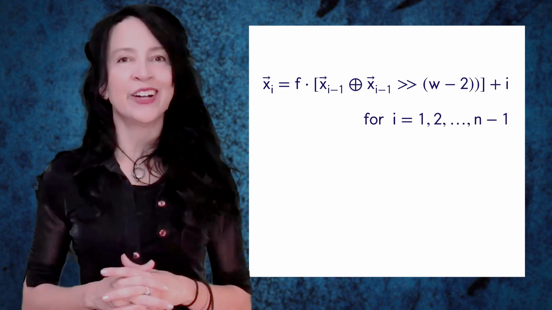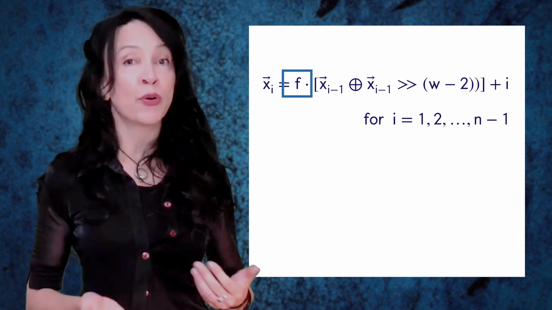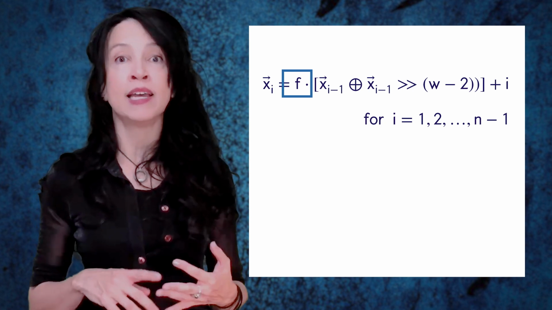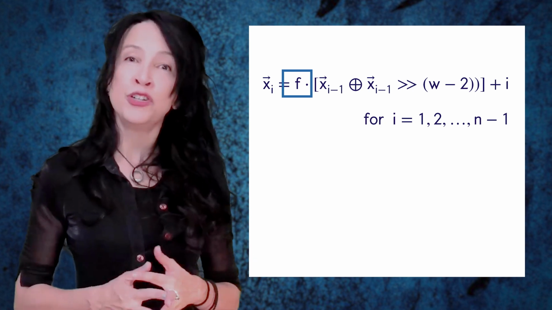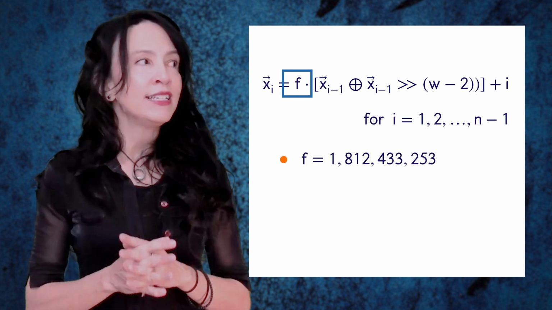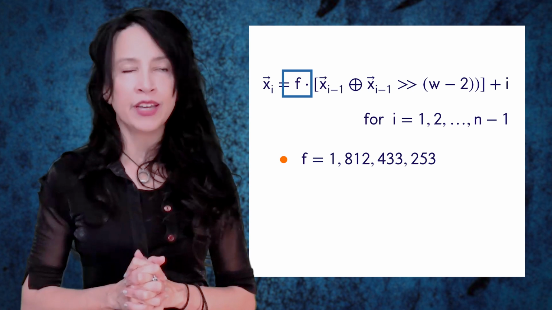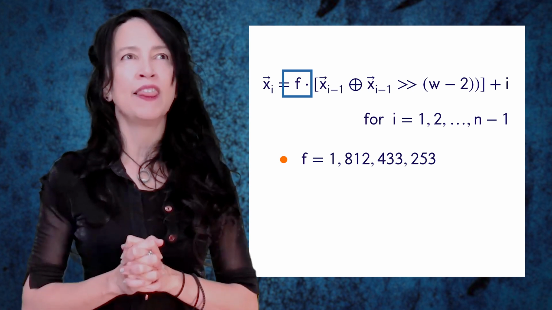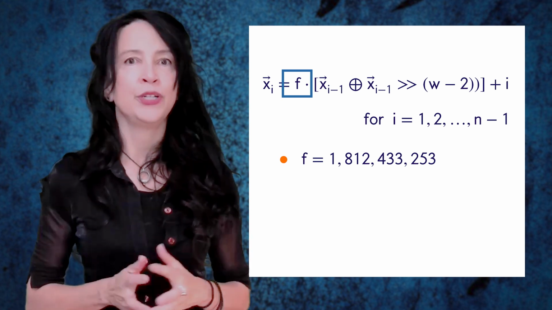So what's going on here? There's a lot to unpack. This f is a constant. It is a parameter of the model, much like the a, b, and m for the linear congruential random number generator. For the 32-bit Mersenne Twister, f is actually 1,812,433,253, which is quite large.